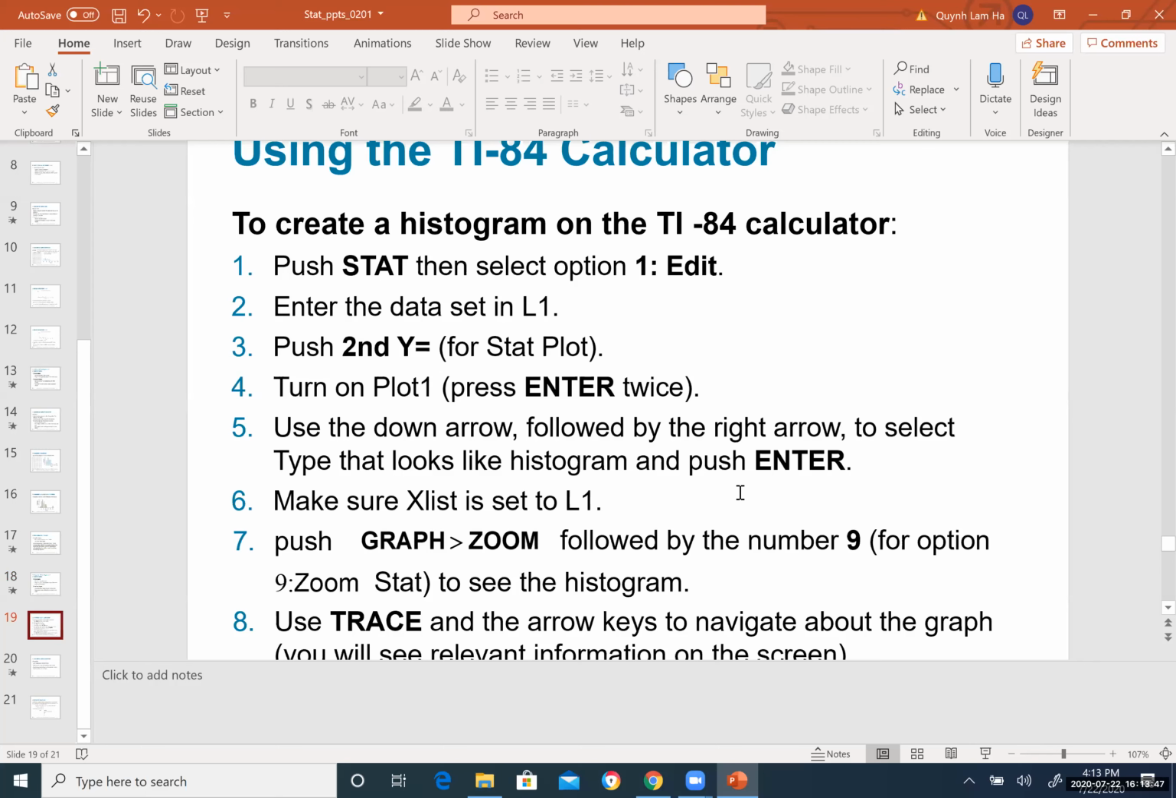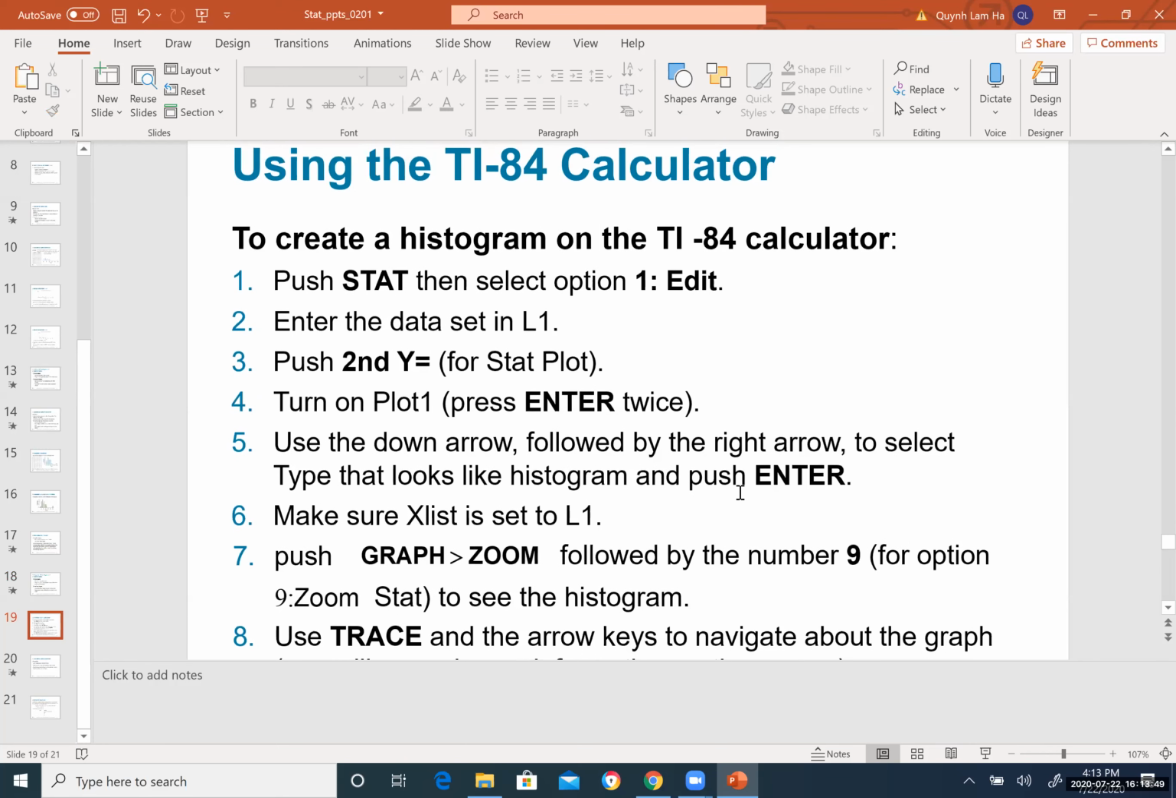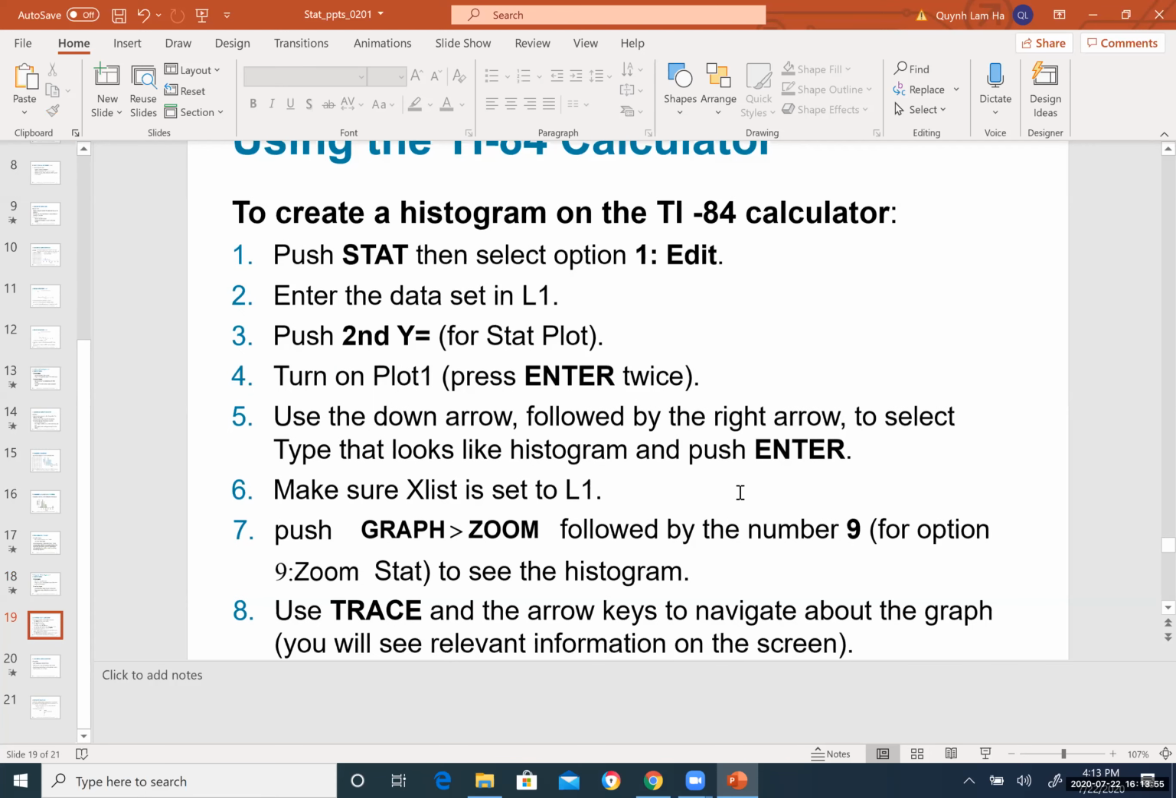So here is the slide that shows us how to use the TI-84 calculator to do it. The TI-84 is, to me personally, a longer step, but it's okay. So you can practice by following these steps, because I don't have a TI-84 online, so I cannot show you, but I can show you in class when face-to-face. But you can follow these steps, then you'll be fine.